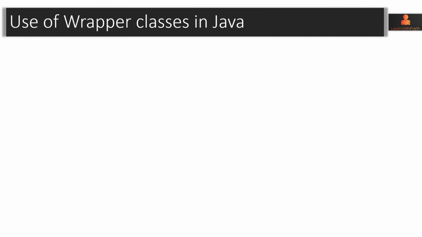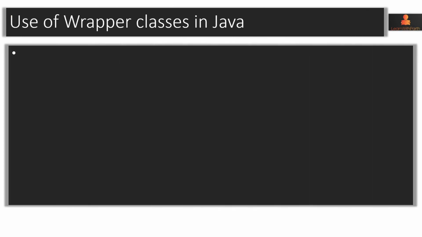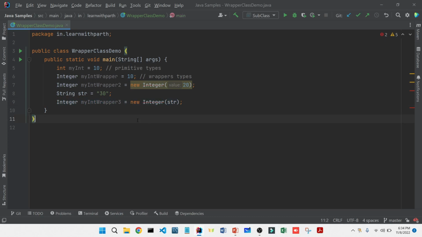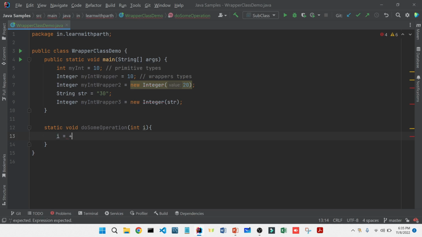So, uses of wrapper classes in Java. What are the uses? The first use is that you can change the value in the method. Let me show you an example. Previously, what happens? Suppose you need to pass this value as an argument to some method. Let's declare a method like static void doSomeOperation. Suppose here we have the argument Integer i, and on i we are doing some operation like i is equal to i plus.